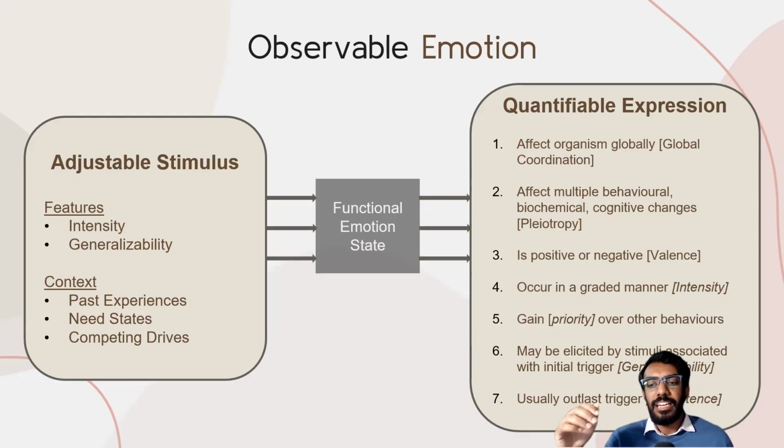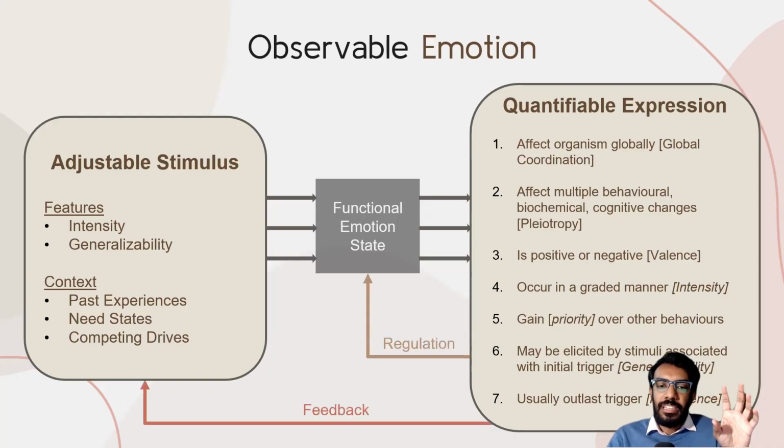Generalizability we discussed already, and persistence is that usually they outlast their triggers, right? It's something that lasts for some time, it persists for some time. It's not like you're eating something, you feel happy, and the moment you swallow it, you're not feeling happy anymore. That happiness tends to persist, or fear tends to persist for some time, right? So this is how emotion has been defined in current literature.